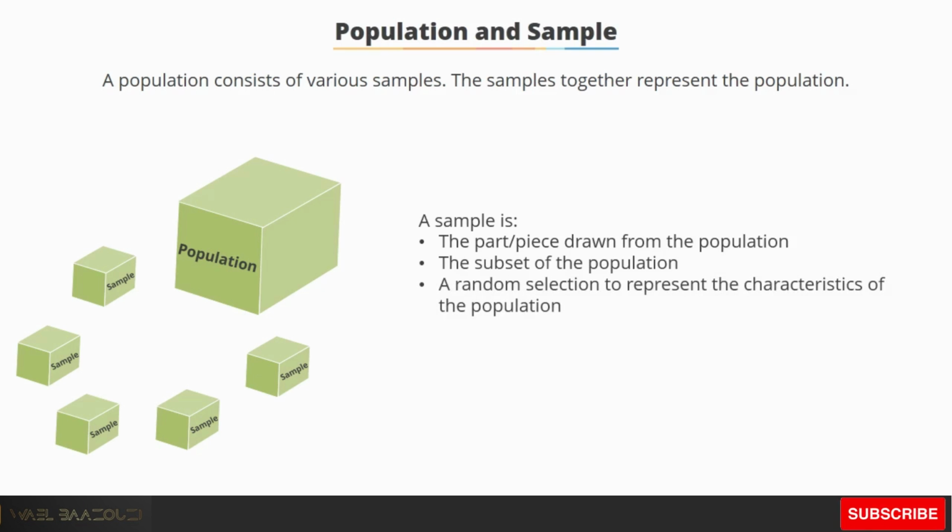A sample should be random to help ensure that it has all the characteristics of the population and is also representative of the population.